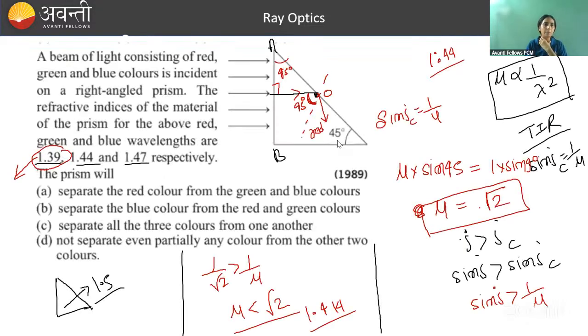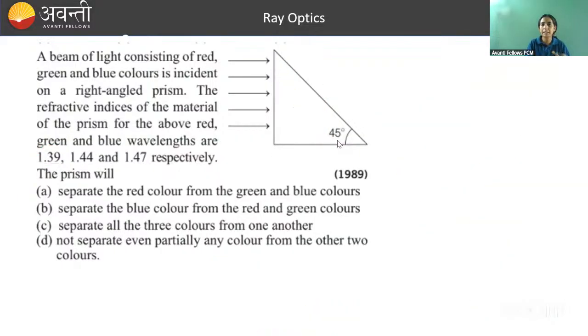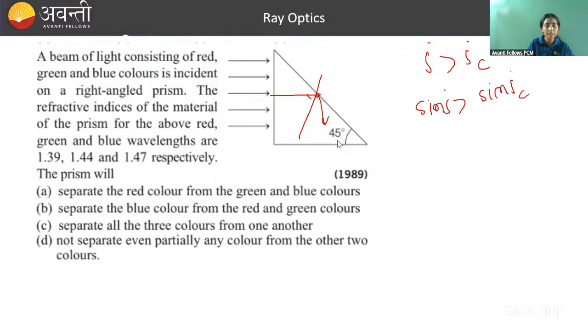Are you able to understand? Let me delete everything from here. It is simple. For total internal reflection, you know the condition: I should be greater than IC. So sine I should be greater than sine IC, and sine IC is equal to 1 by mu. Here we already know I is equal to 45 degrees for all colors of light. So 1 by root 2 is greater than 1 by mu.